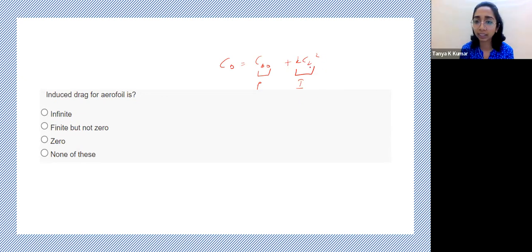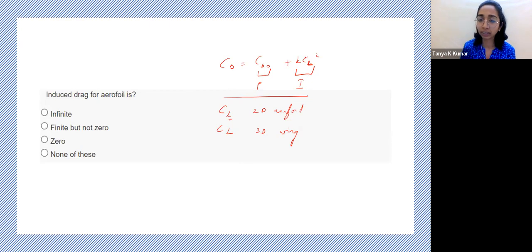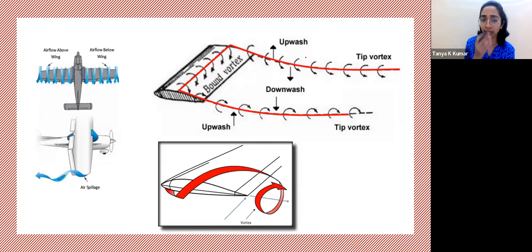This CL here is capital L. I'm not sure if you've taken the aircraft performance course, but there are two coefficients, C small l and C capital L. Small l refers to a 2D airfoil, and capital L was for a 3D wing. So there is a difference between these two coefficients of lift. Our drag polar equation here has a capital L, so it does not depend on the 2D airfoil. So now let's see what induced drag is.